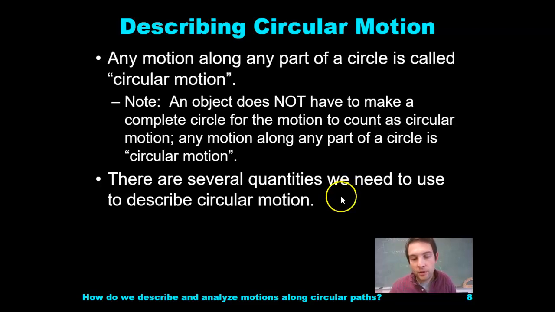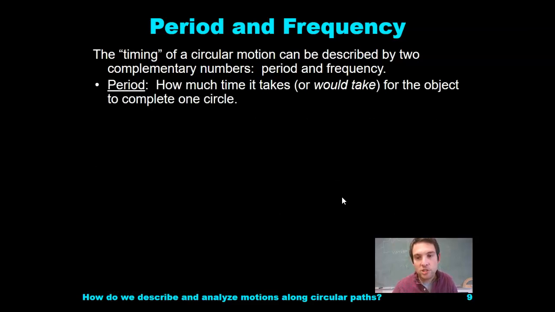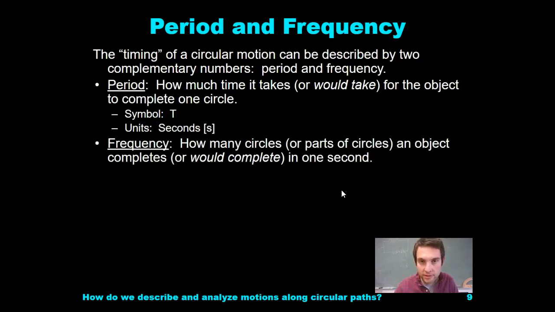There are several quantities we're going to need to describe circular motion. The timing of circular motion can be described by two complementary numbers, period and frequency. Period is how much time it takes, or would take, for the object to complete one entire circle. So the time it takes to go all the way around is called the period. The symbol that we're going to use is capital T. The units are seconds.